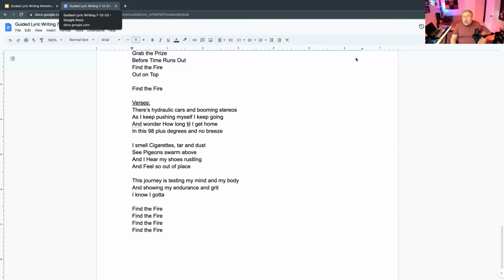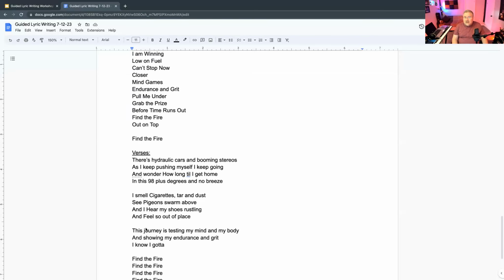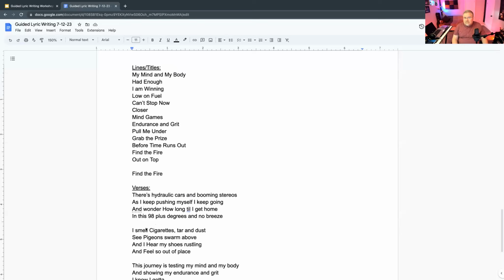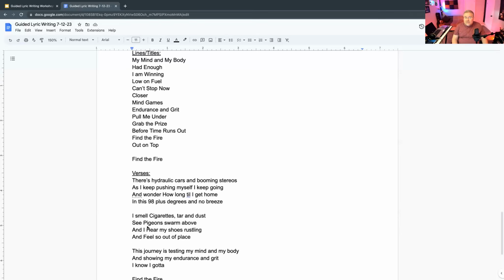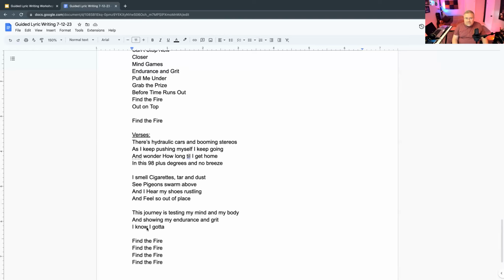So in your writing, see if you can make a chorus either by just repeating your title or putting in other lines. If I was going to do this, I might say, I know I got to find the fire, won't let it pull me under. Under and fire is a consonants rhyme.